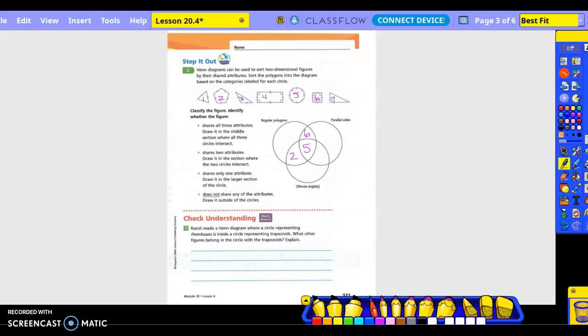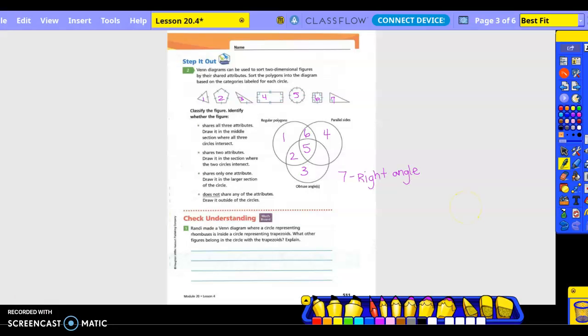Here's only one attribute. Draw that in the larger section. Okay. So a regular polygon still has all equal length. We already did 6. 1. Right? Okay. What about parallel sides? 4. Obtuse angle? 3. And then we're left with 7, and that is because it has what? A right angle. And it doesn't have any of those attributes, right? But it does have a right angle.